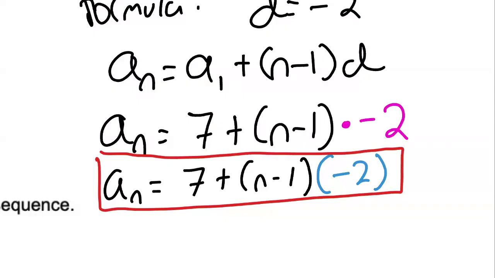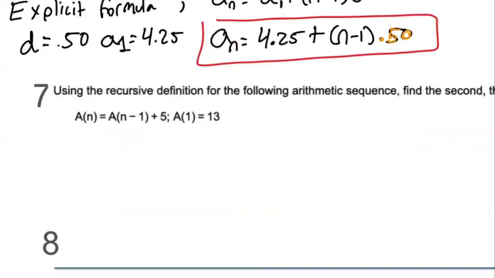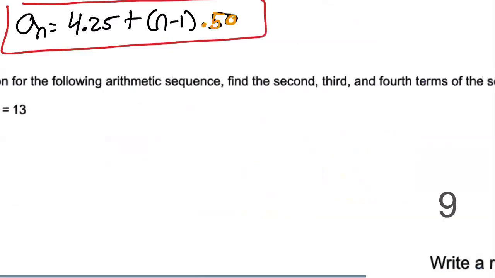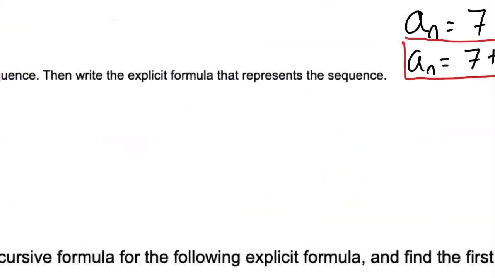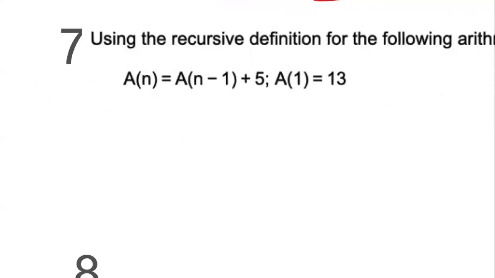Okay, we're almost done, guys. We're almost done. Number 8, it says using the recursive definition of the following arithmetic sequence, find the second, third terms of the sequence, then write the explicit formula that represents the sequence. So we have a sub n equals a sub n minus 1 plus 5. A sub 1 is 13. What does a sub 1 equals 13 mean? Very good. It starts at 13.